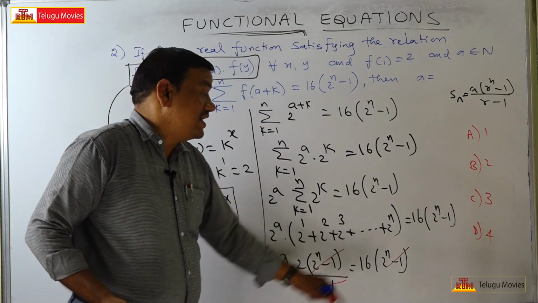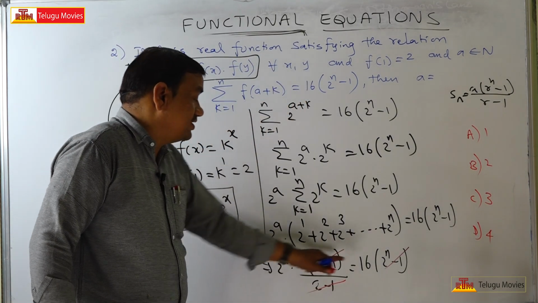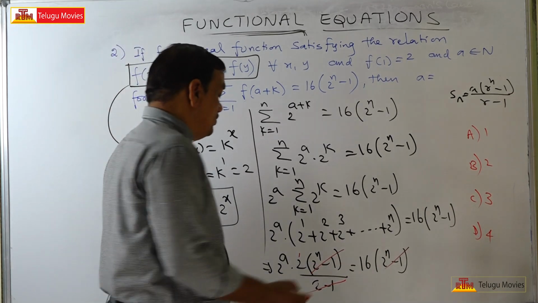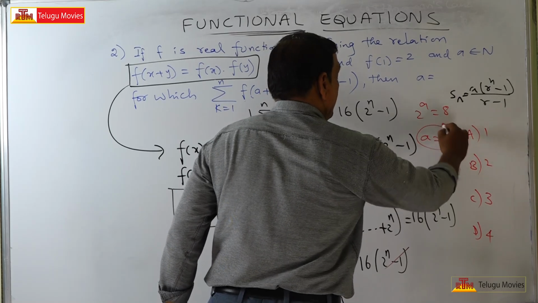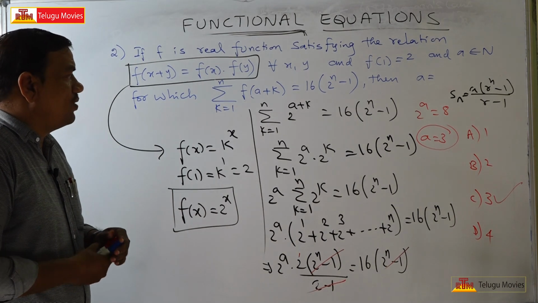So 2 power a into 2 power 1 is also there. So 2 power a is equal to, if 2 goes to that side, 16 by 2, 8. Therefore, 2 power a is equal to 8, a is equal to 3. Therefore, 3 is your answer. Such an easy problem this is.